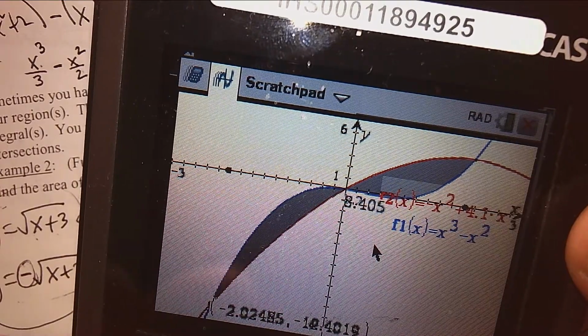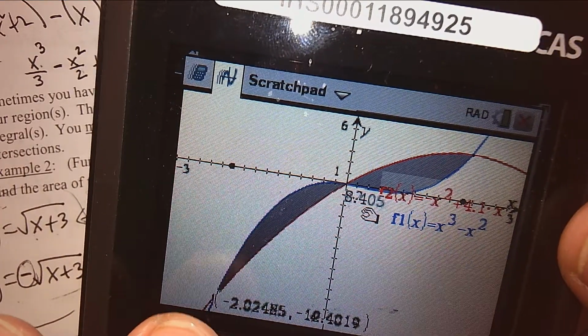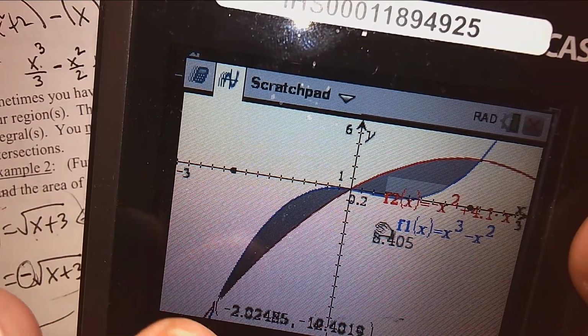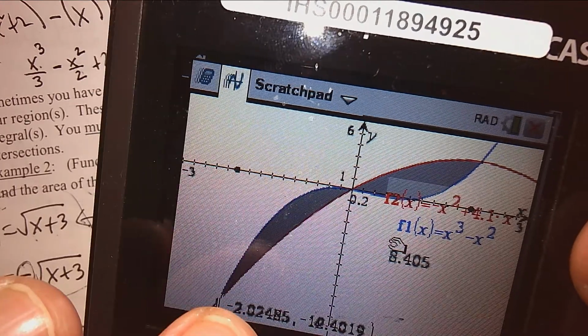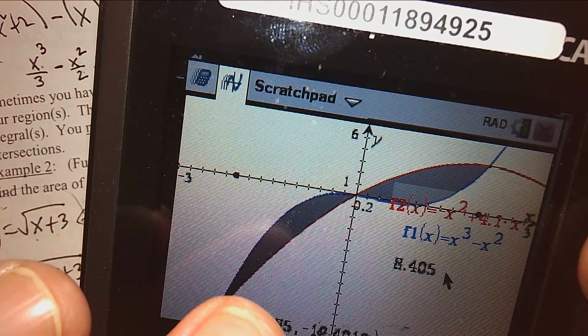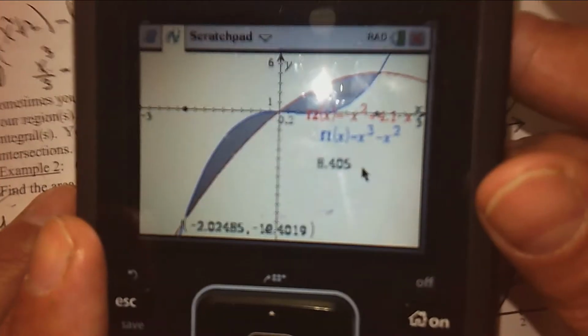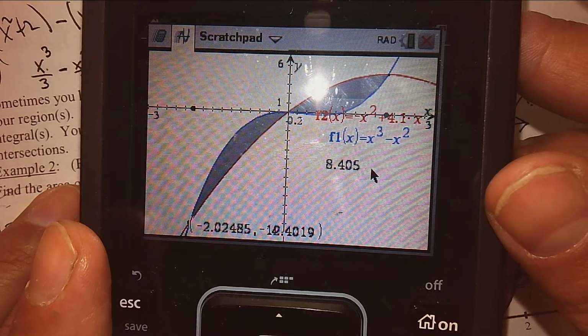So if I wanted to grab it, there it sits. I just have to hold it down. And then wherever I want it to be, hold it down, it lets go. So you just got to press it down for a while. I need to be patient with it. So what is the area bounded? 8.405.